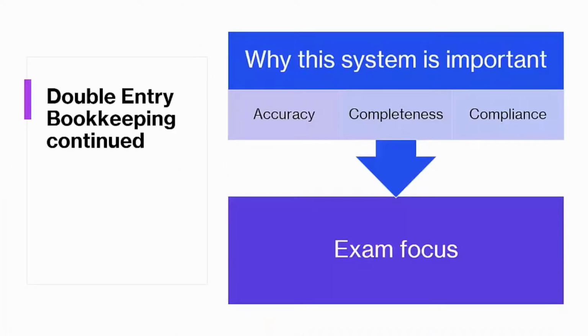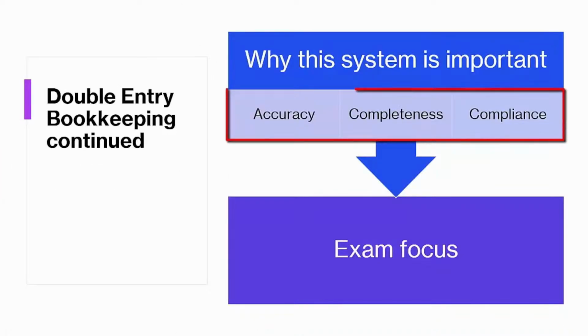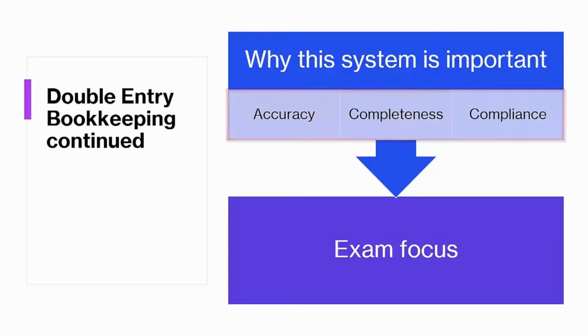Why is double entry bookkeeping important? The double entry system ensures that your financial records are accurate and complete. By recording both the cause and effect of a transaction, it helps to maintain balance in your books, provide a clear trail of financial activities for auditing and reporting, and ensure the accounting equation is always accurate.